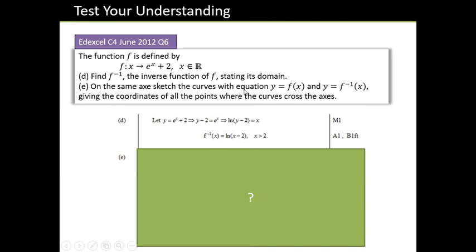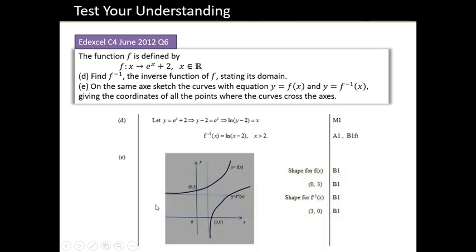And so, stating its domain, the domain of the inverse function must be for x values greater than 2. So we write x is greater than 2 here. Now how about on the same axis, sketching the curves y equals f of x and y is equal to the log natural minus 1 of x. We're expecting these to reflect in the line y equals x.